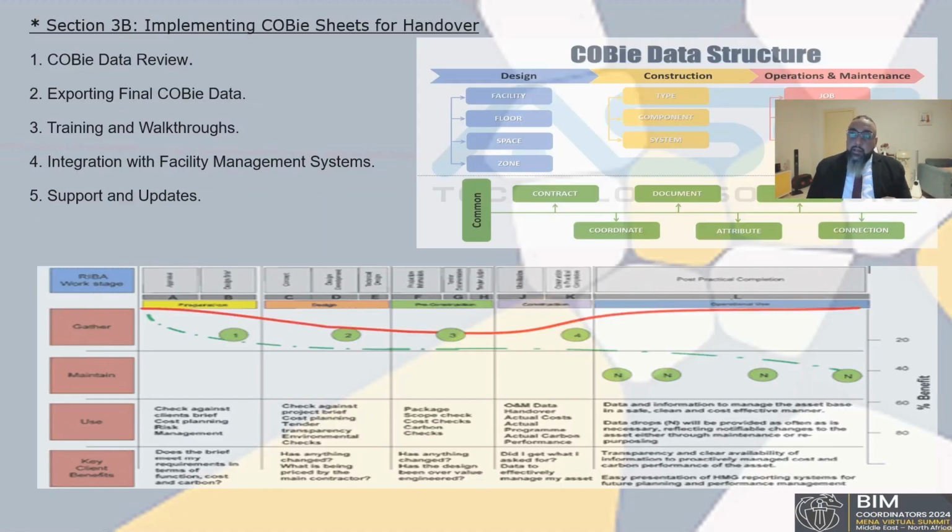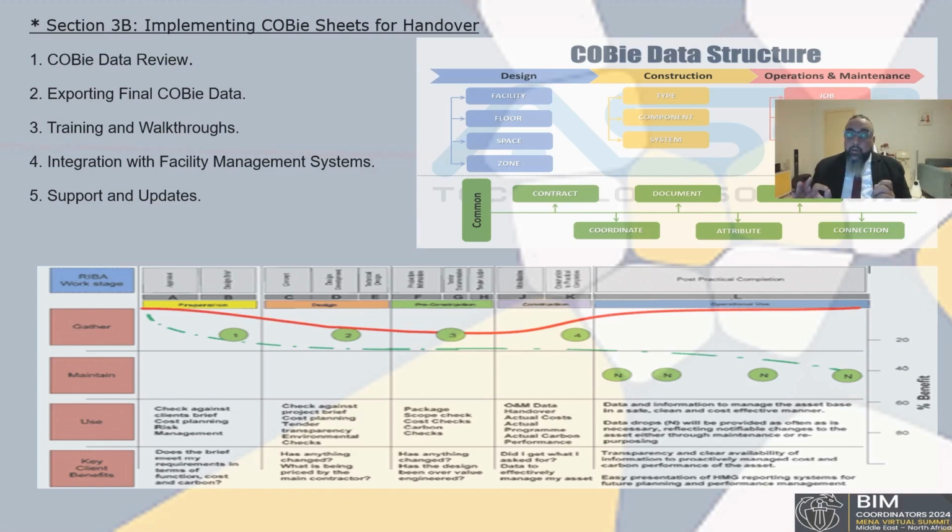The second section is implementing COBie sheets for the handover process. We can split it into five steps, starting with COBie data review before the handover. The project team should review the COBie sheets to ensure all relevant elements have been captured accurately and are up to date. Any missing or incomplete information should be addressed before the final export.